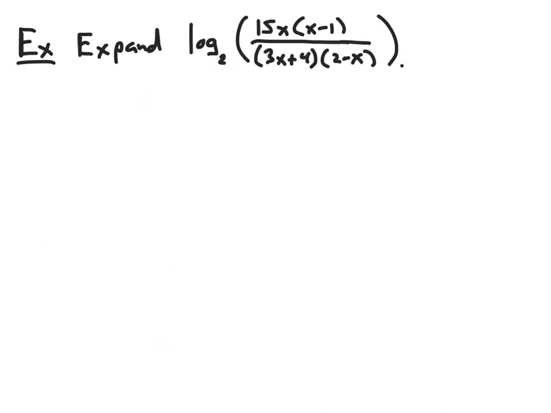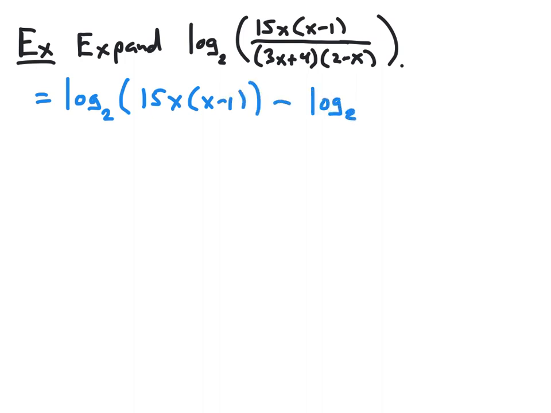So for an example, using the quotient rule, let's expand the log base 2 of the expression 15x times x minus 1, all divided by the product of 3x plus 4 and 2 minus x. So first we see that we do have a log base 2 of a quotient. And so the first thing that we need to do is use the quotient rule to break this up. And it'll be the log base 2 of our numerator, 15x times x minus 1, minus log base 2 of our denominator, 3x plus 4 times 2 minus x.